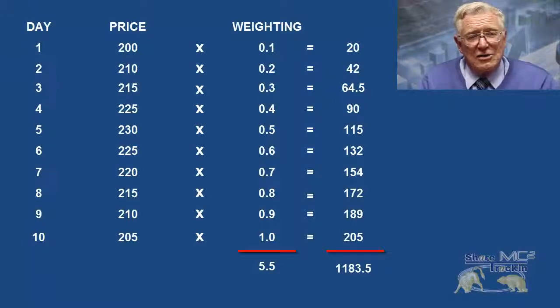Now I divided the total of that weighted prices by the total of the weightings, and that gives me my weighted moving average at 215. And as you can see, the effect of this is to make the oldest price much less important and the most recent price much more important.